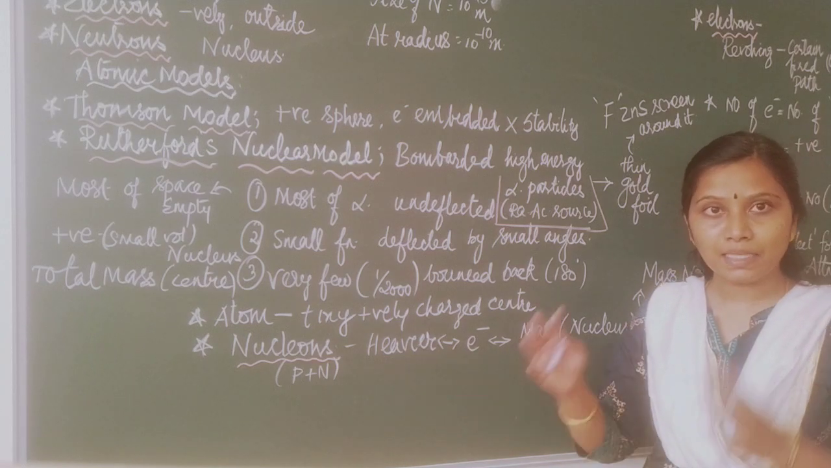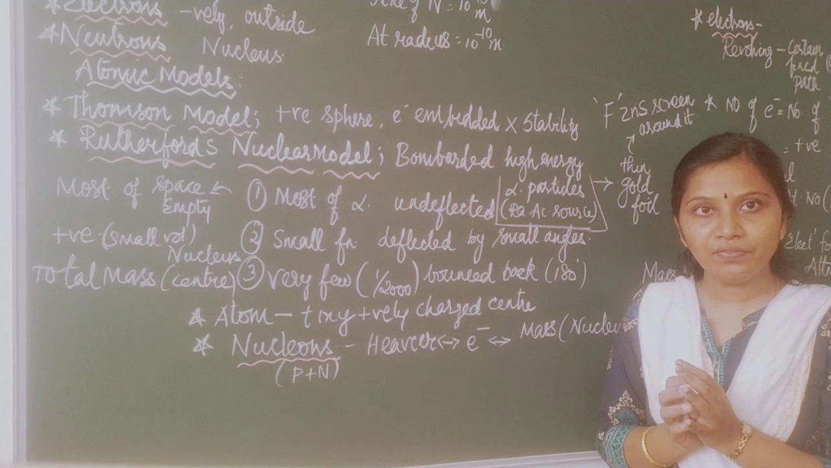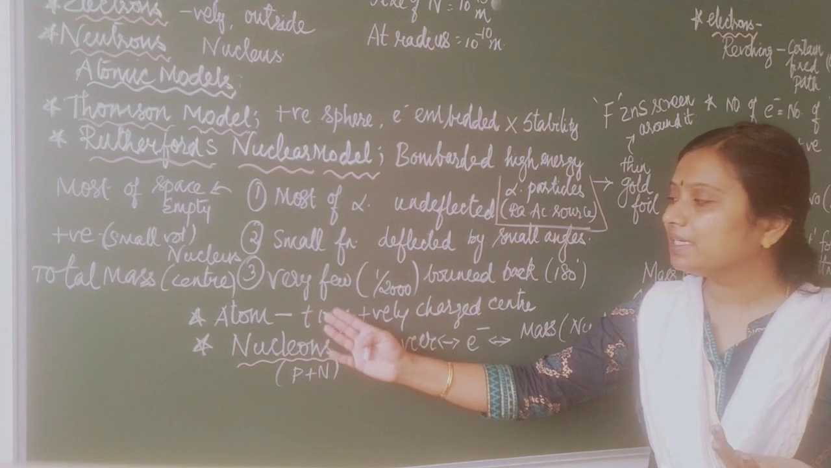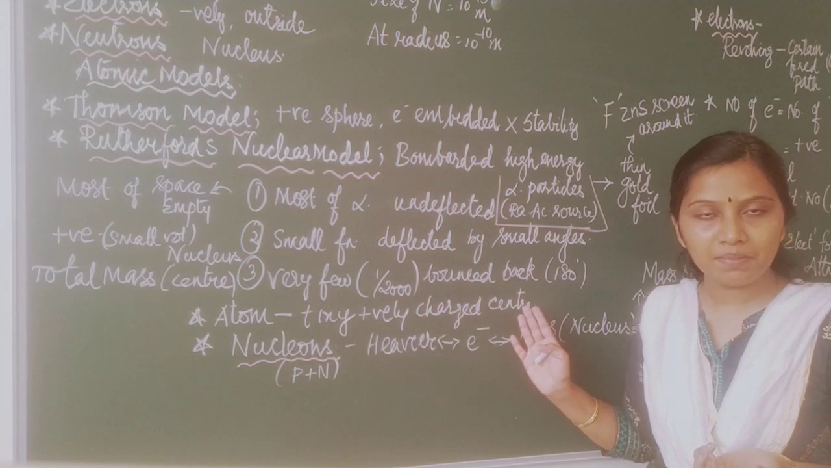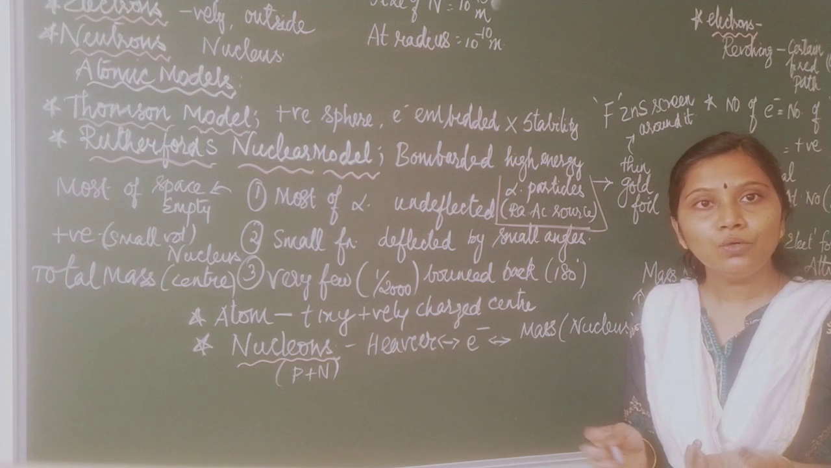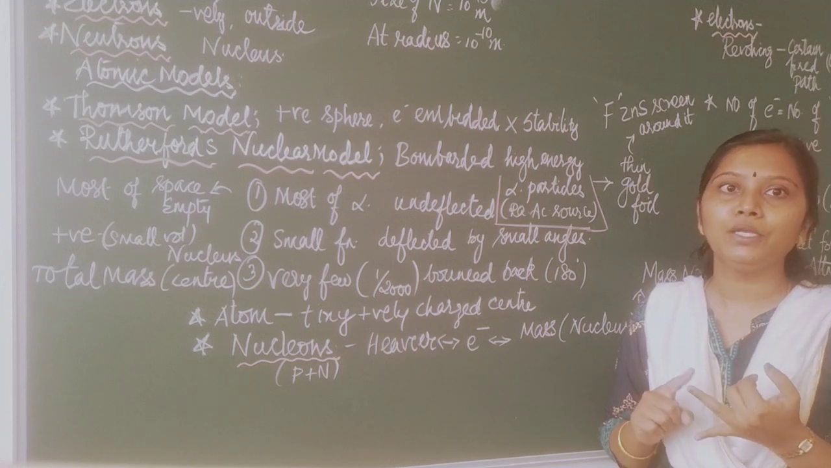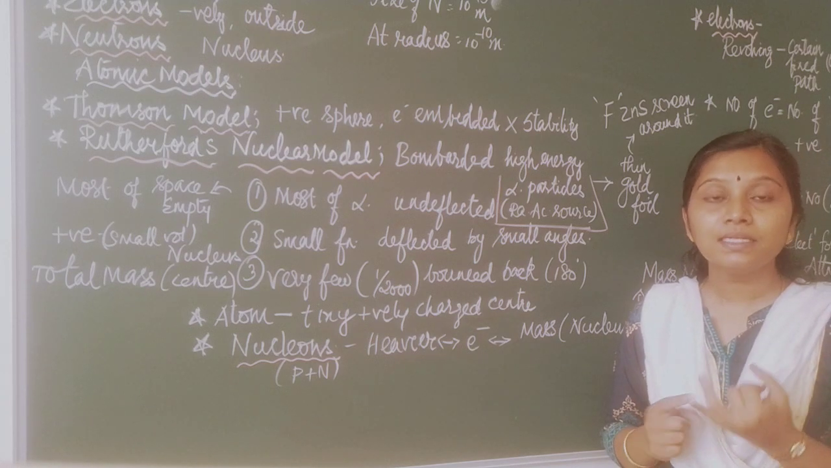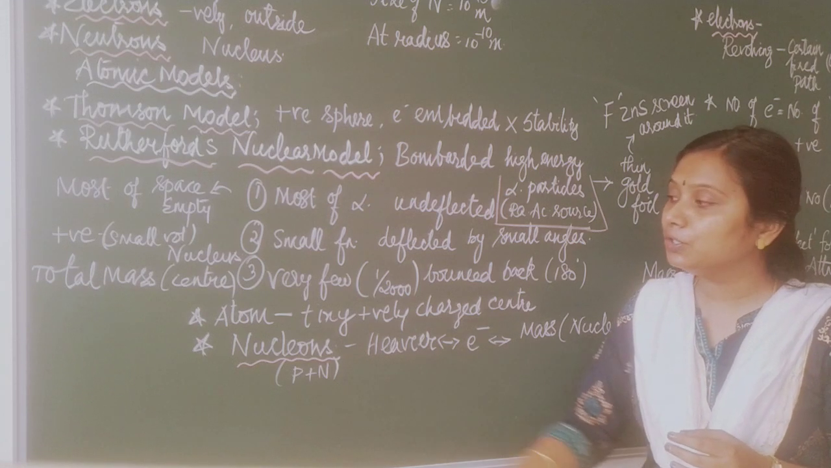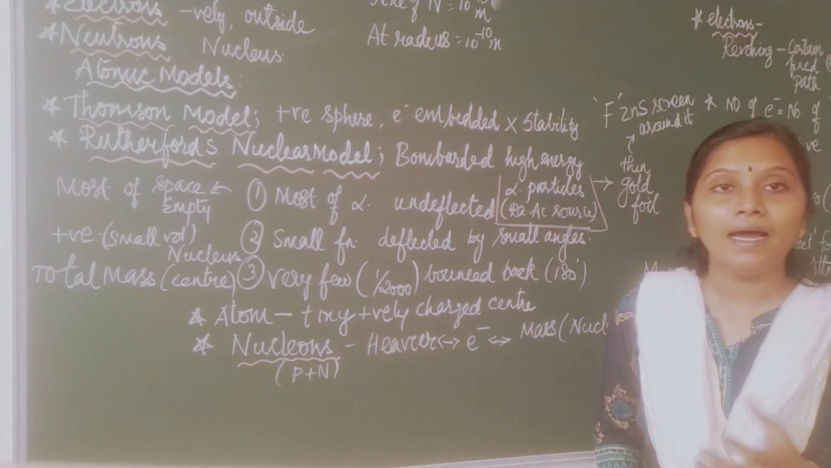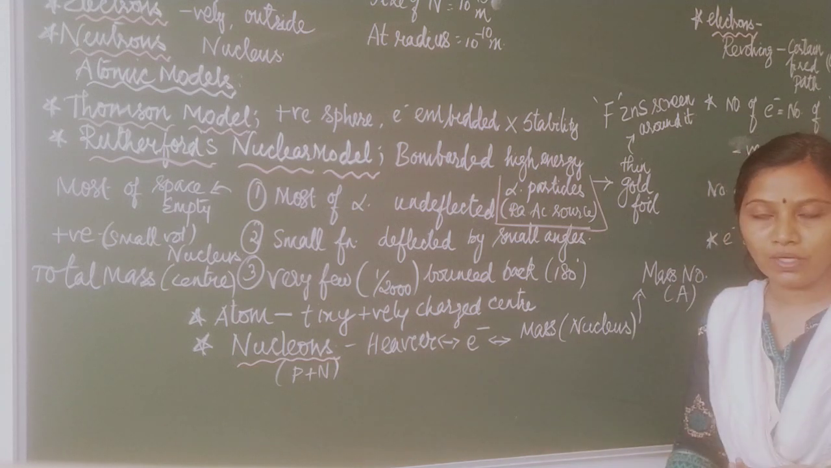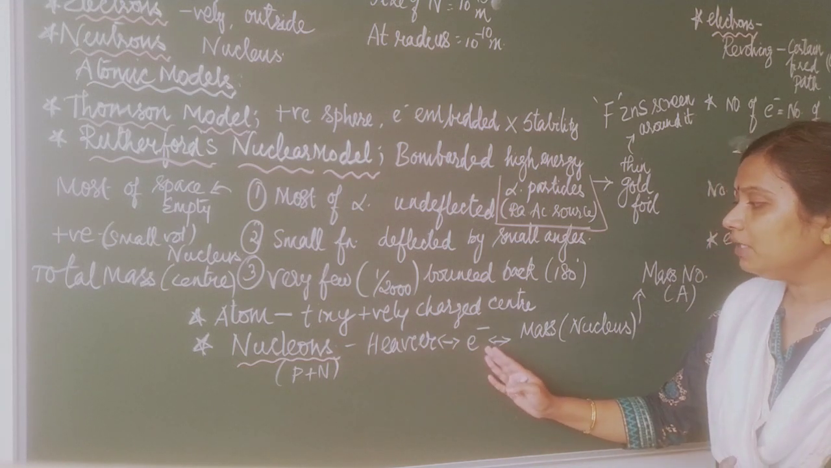And he summed up his observations and inferences as a postulate. He said the atom is a tiny positively charged center. It has a nucleus. In the nucleus, protons and neutrons are present. A nucleus comprising protons and neutrons is collectively called nucleons. So what are nucleons, children? A nucleus containing protons and neutrons is collectively called nucleons. And nucleons are heavier than electrons.